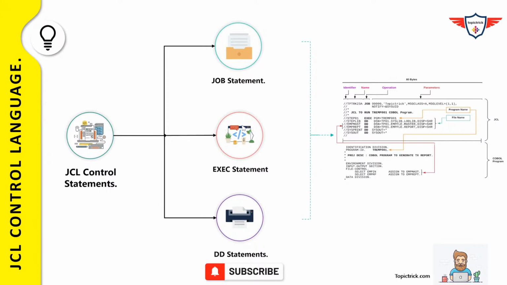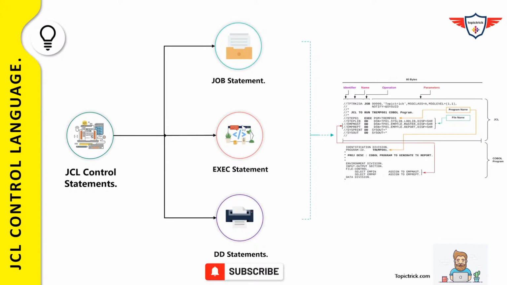First one is job card to specify the job specific information, and second one is execute statement to provide the name of the program or the utility that you want to invoke with the help of a JCL. DD statements are optional and they are only required in case your program or utility is using any dataset.